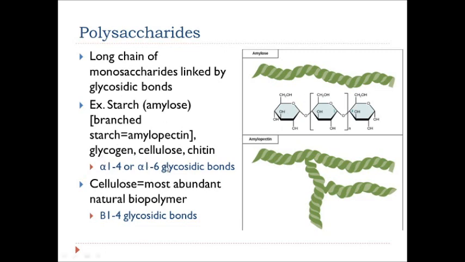So starch, glycogen, cellulose, chitin, they all have alpha 1 to 4 or alpha 1 to 6 glycosidic bonds. So remember I said the alpha and the beta is just going to tell you the position of where these carbons are. Chemists like to name these carbons or number these carbons 1 through 6. So it just tells you that the bond is between carbon 1 on one sugar and carbon 4 on another, or carbon 1 and carbon 6.